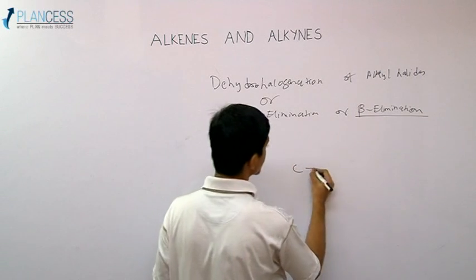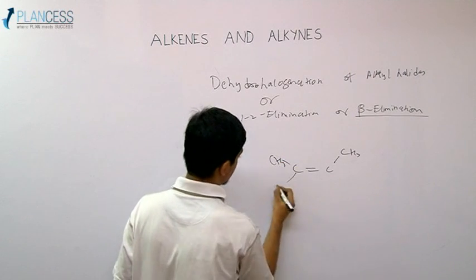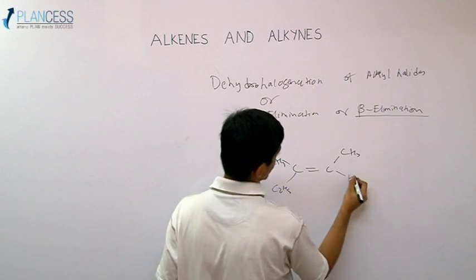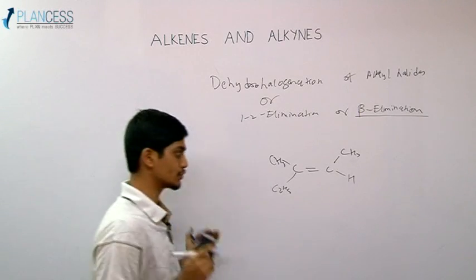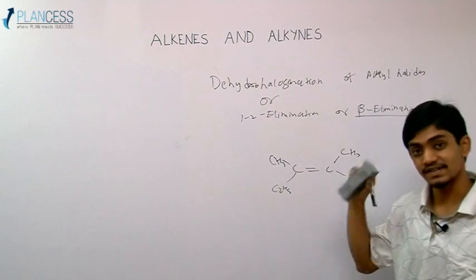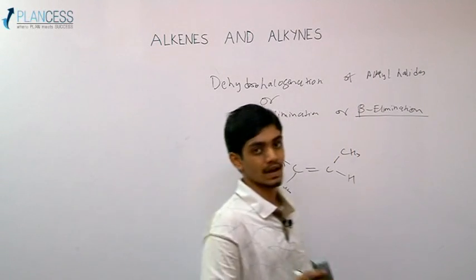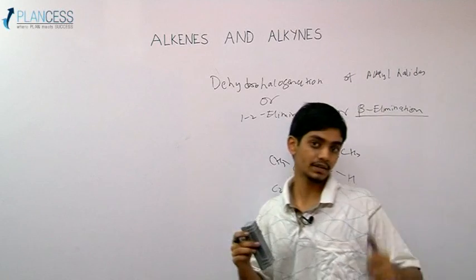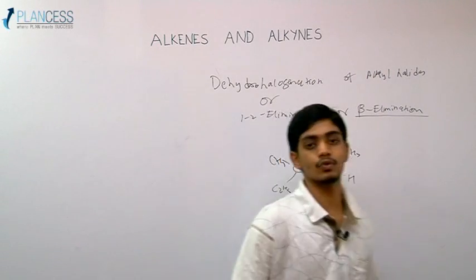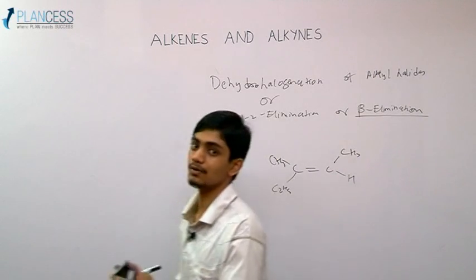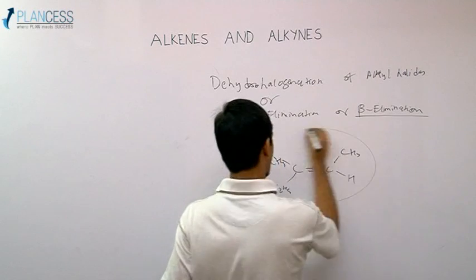Suppose you want to get this particular alkene, CH3, C2H5 and hydrogen. Then which alkyl halide should you choose such that you get this as your major product? That is very, very important, because if you choose some halide that might not give you this major product, it might give you some other product under the reaction conditions. So we have to control the reaction conditions, and we have to choose a particular alkyl halide properly so that we get this in good amount.